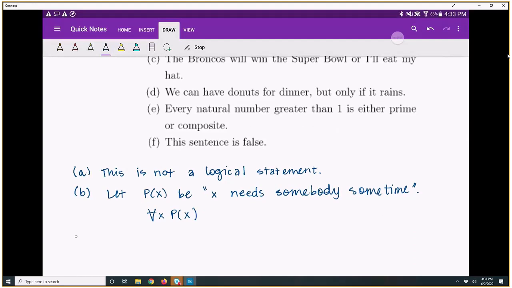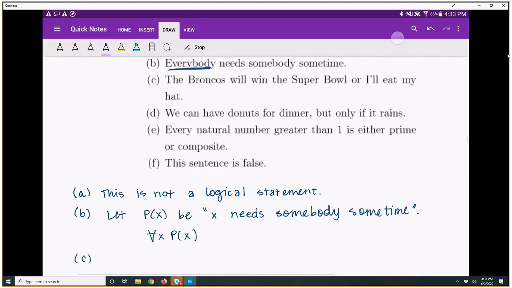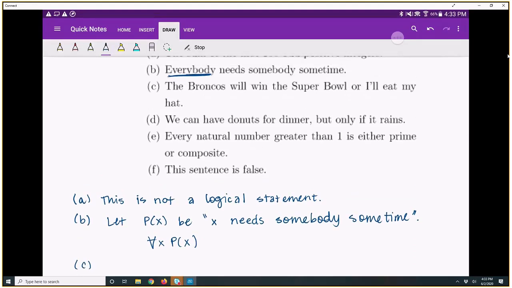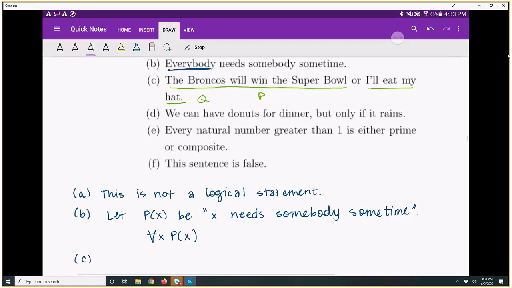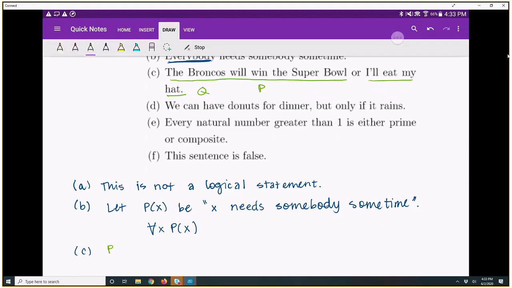How about C? Well, C is pretty straightforward. If we let the Broncos will win the Super Bowl be P, and I'll eat my hat be Q, then this is just P or Q. The Broncos will win the Super Bowl, or I'll eat my hat.